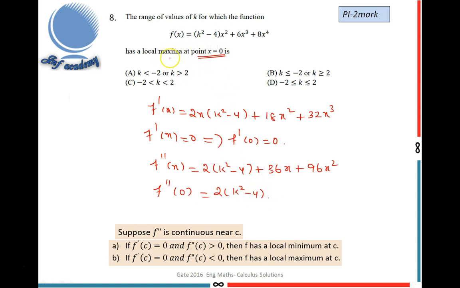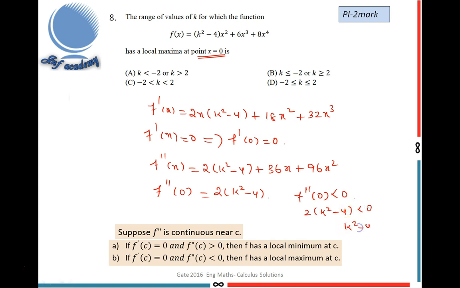Here f has a local maxima at the point x equal to 0. Local maxima at a point c means f double dash of c is less than 0. So here f double dash of 0 is less than 0. That means 2 into (k square minus 4) is less than 0. This is the concept: f double dash of 0 is 2 into (k square minus 4), less than 0.